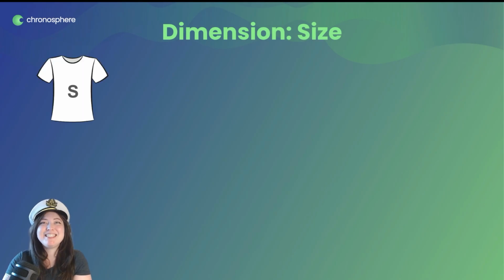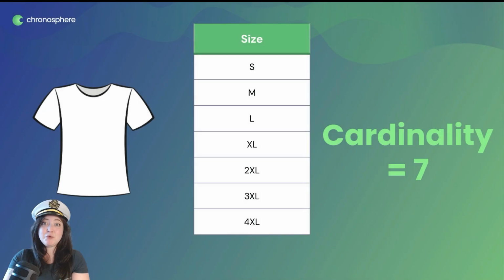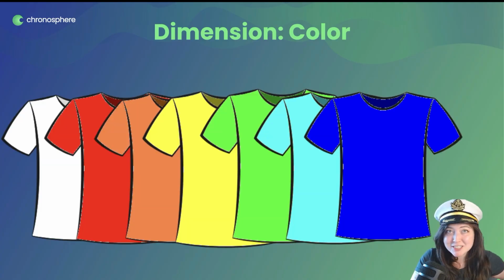I think to better understand this, we're just going to have to see cardinality in action. Let's imagine we work at SaaS. You know, shirts as a service. We start simple, offering t-shirts in 7 sizes from small to 4XL. With only one dimension, size, with 7 options, our total cardinality is 7. Pretty straightforward.